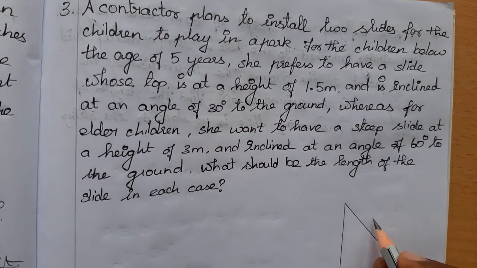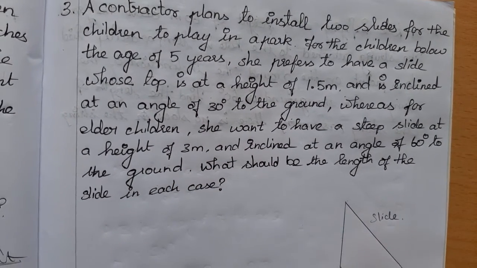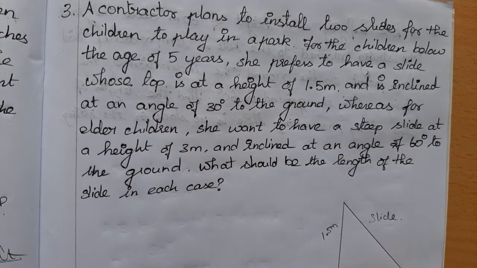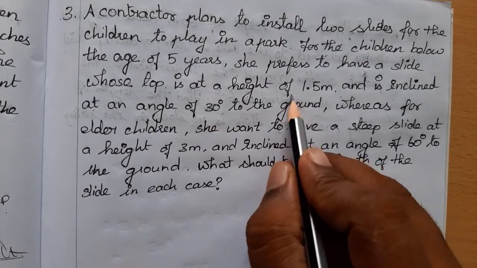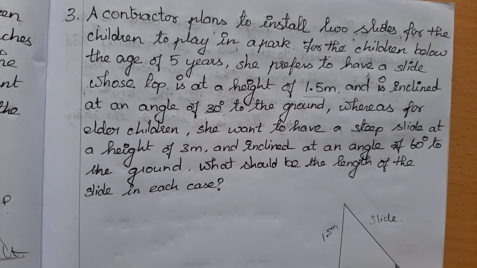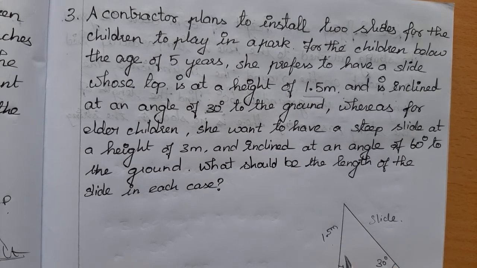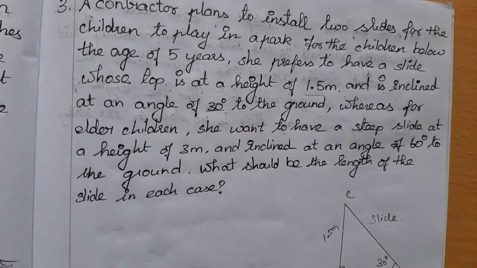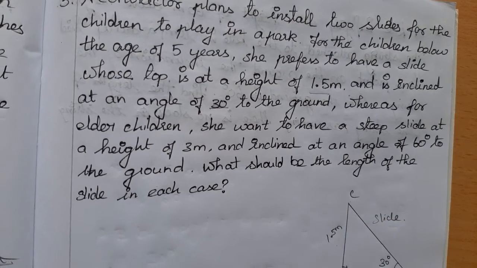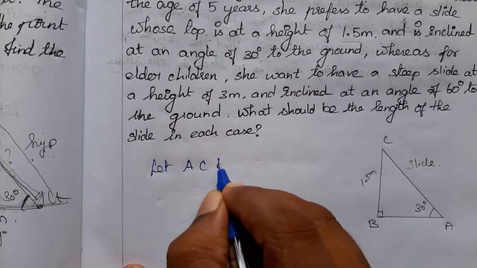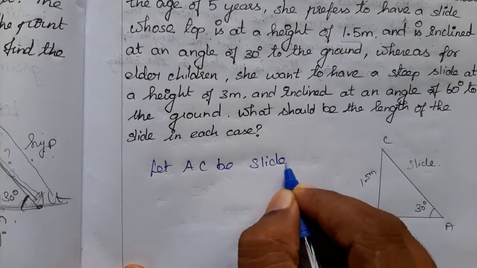So let this be the slide and this be the height of 1.5 meters, and let this be the ground. They said that the height is 1.5 meters and the angle made is 30 degrees. So this will be the right angle. Let me name it A, B, C. So the slide is AC, that is what we have to find.